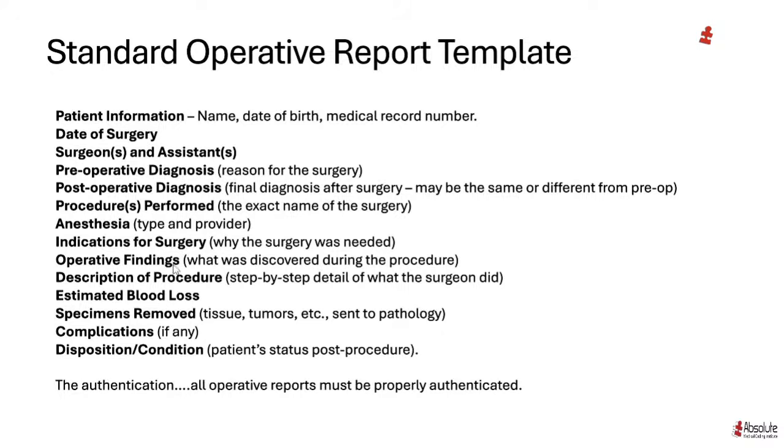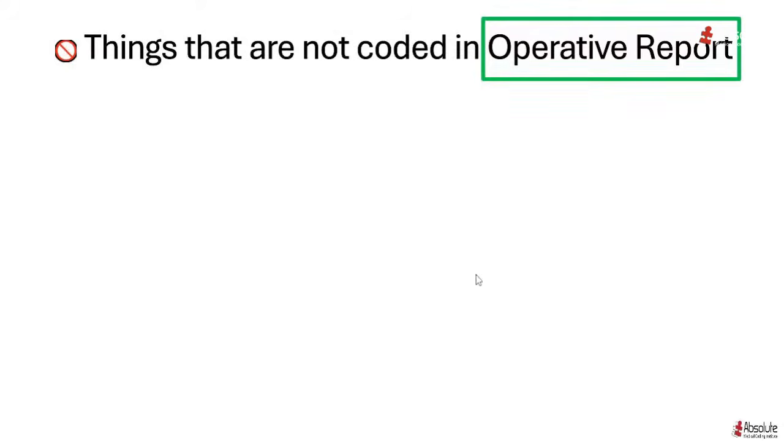That means why the surgery was needed, the operative findings, the description of the procedure, usually step-by-step detail of what that surgeon did, the estimated blood loss, the specimens, the complications, dispositions, conditions, etc. And most important, the authentication. It's got to be properly authenticated, that operative report.